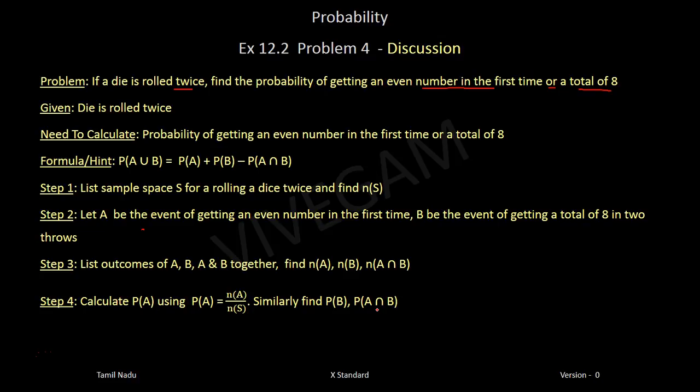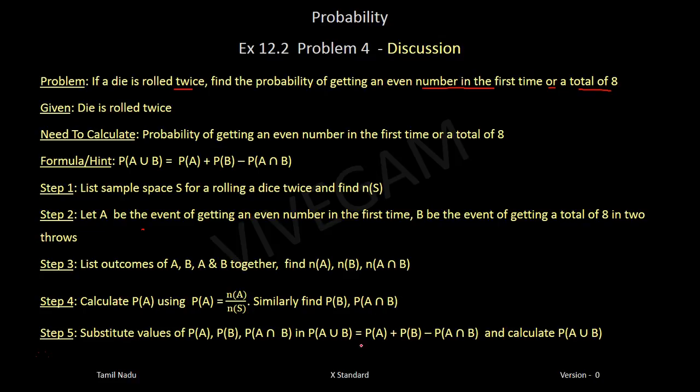Once this is done, substitute those values in the formula: probability of A union B equals probability of A plus probability of B minus probability of A intersection B. This is calculated, this is calculated, this is calculated. So with these three you will be able to calculate probability of A union B, which is nothing but probability of A or B happening. That is what they are asking, right? Please remember, or means union and means intersection. So probability of A or B, or probability of A union B, can be calculated. Okay, so let's do this.